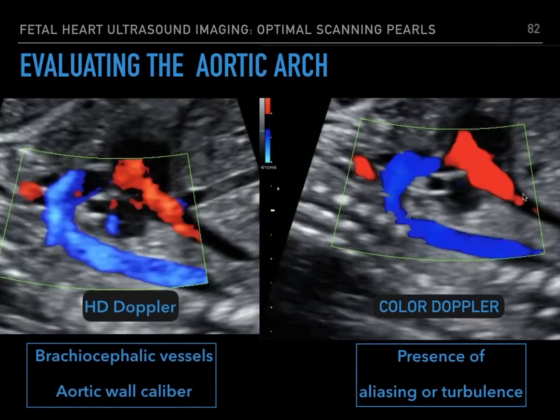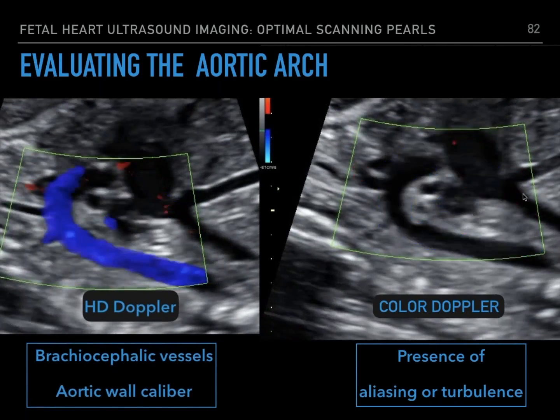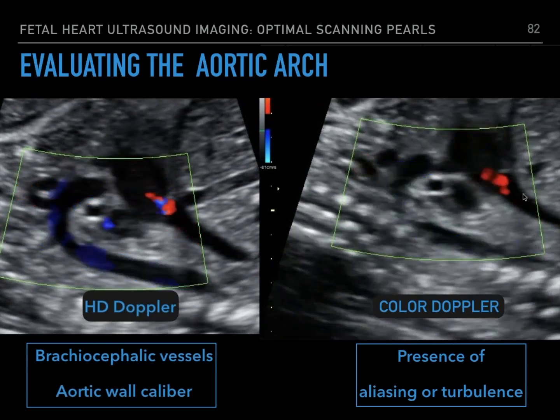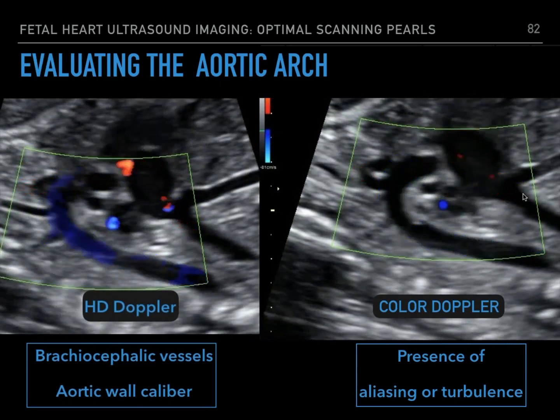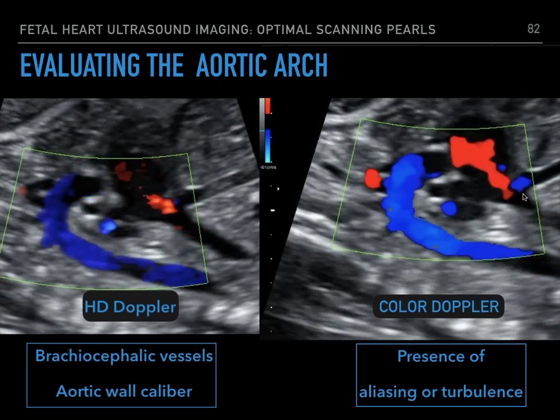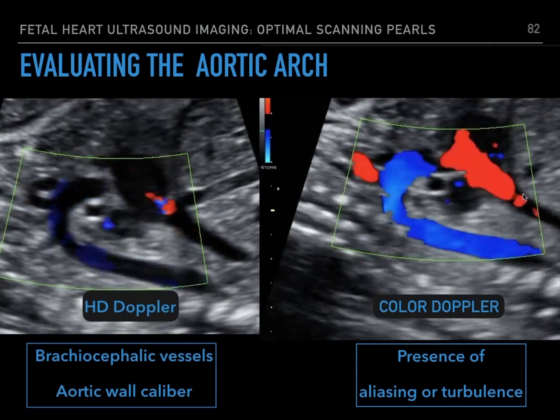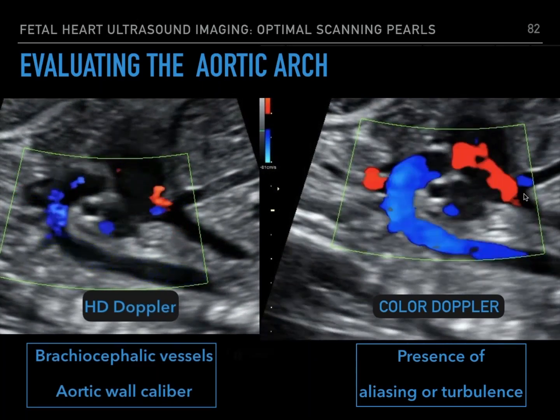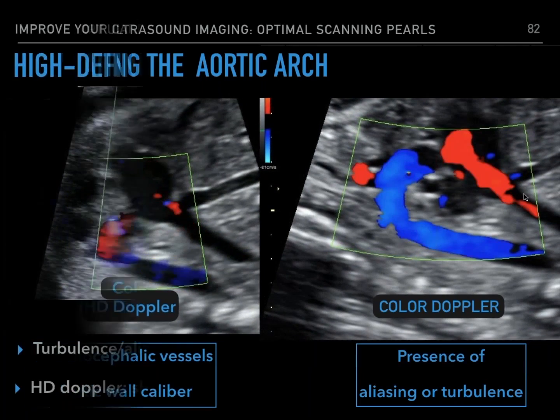In addition to high definition Doppler, color Doppler is also helpful in detecting the presence of aliasing or turbulence in the aortic arch, since high definition Doppler does not display aliasing very well compared to color Doppler. And I'll just show you an example on our next slide.